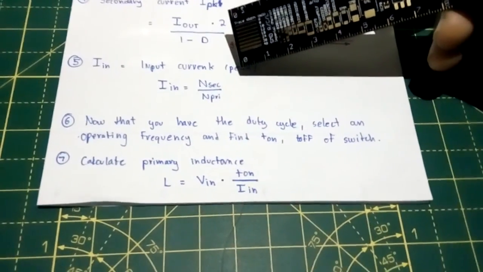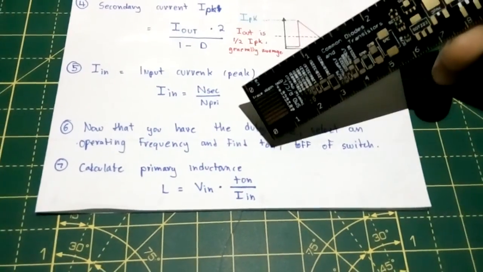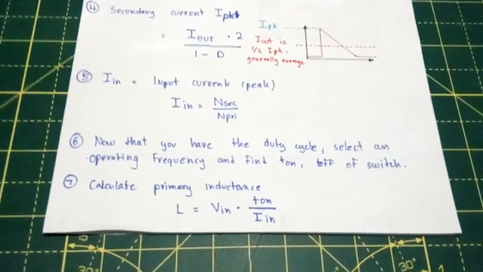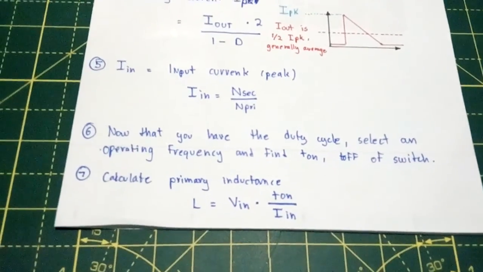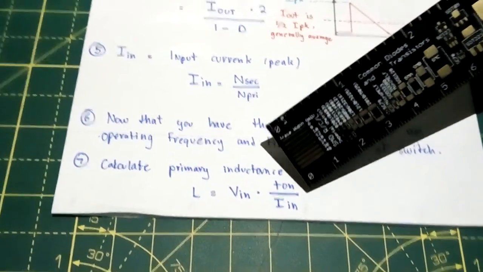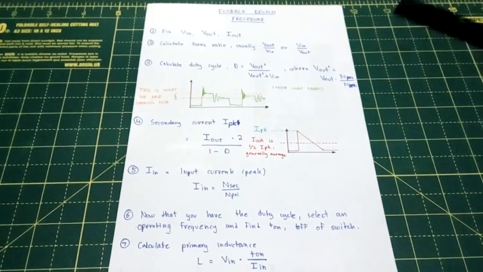Number 6, now that you have the duty cycle, select an operating frequency. Once you're done doing that, you'll be able to find the on time and the off time, since you've already calculated your duty cycle. Now that you have all the necessary values, you can simply calculate the primary inductance: the input voltage multiplied by the on time divided by the input current. So you've made every single calculation that you'll ever require for a flyback converter.